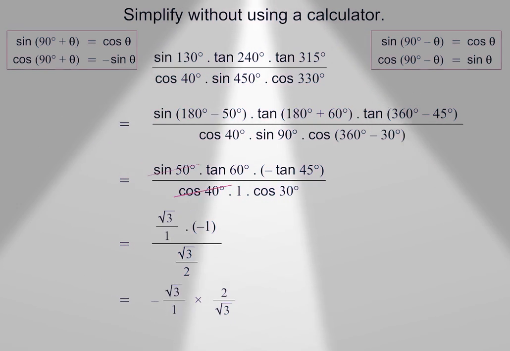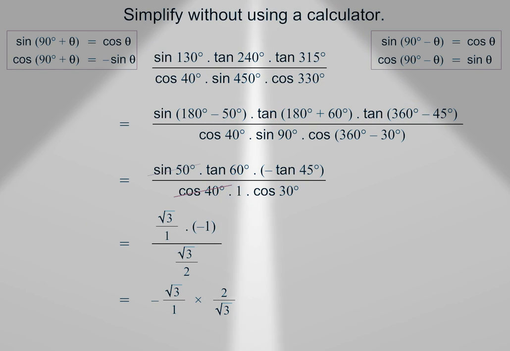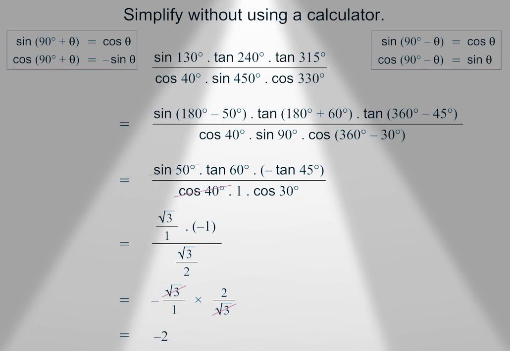On top we have minus root 3 over 1, and we need to multiply by the reciprocal of the fraction we are dividing by. We then cancel as follows, giving us a final answer of minus 2. Please pause the lesson if you need more time here.